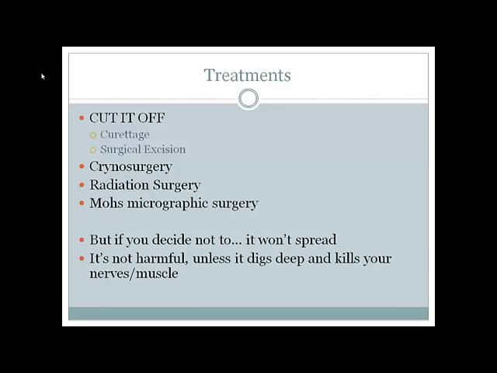See, the thing about basal cell carcinoma is that although it doesn't spread, it can dig deep into your dermis layer and start to affect your nerves and muscles. It can kill sensation in certain areas and really start to affect muscle. So it's not a recommended thing to keep around. In fact, you should probably get that removed as soon as possible.